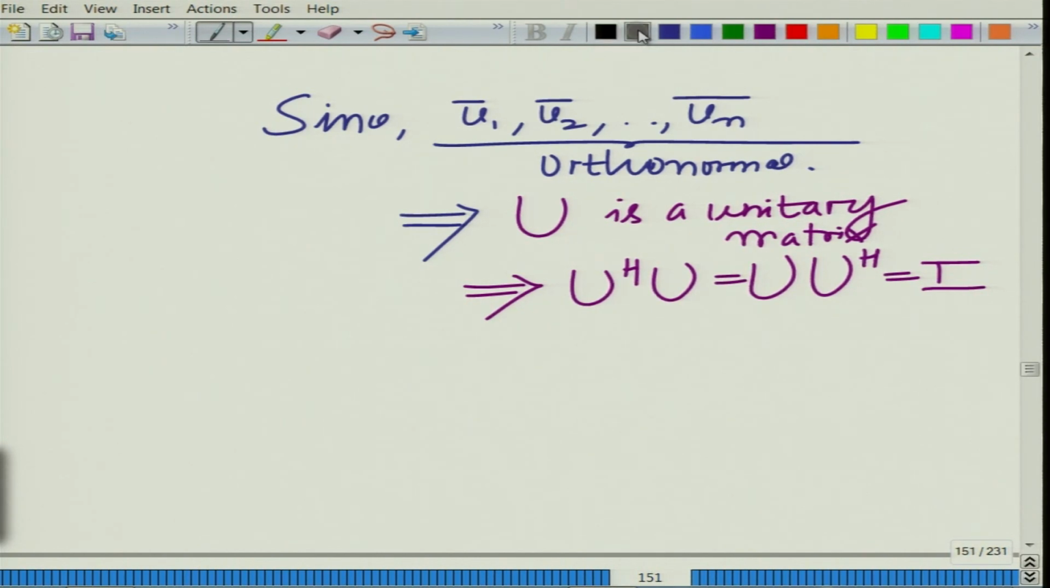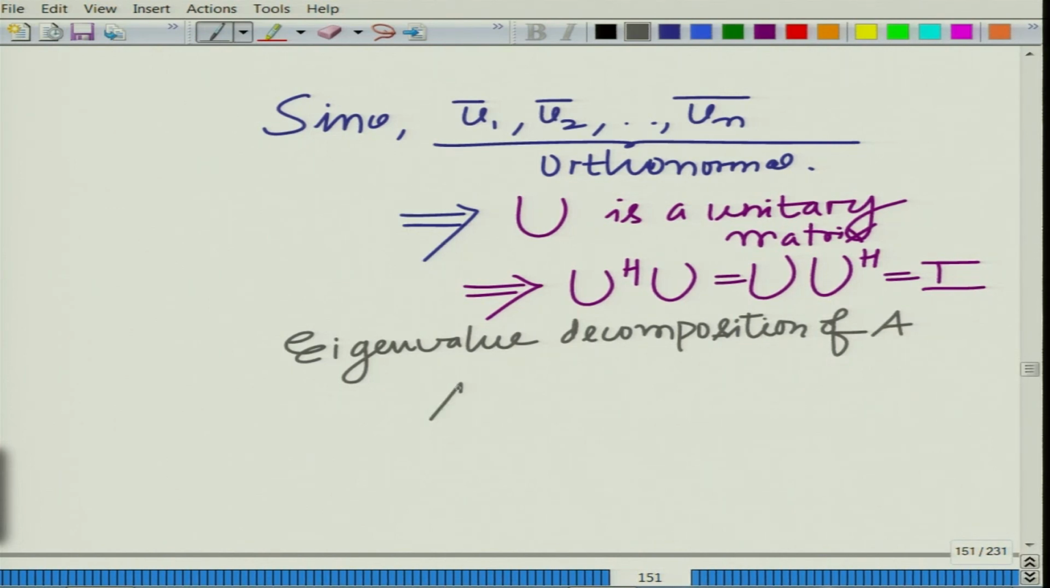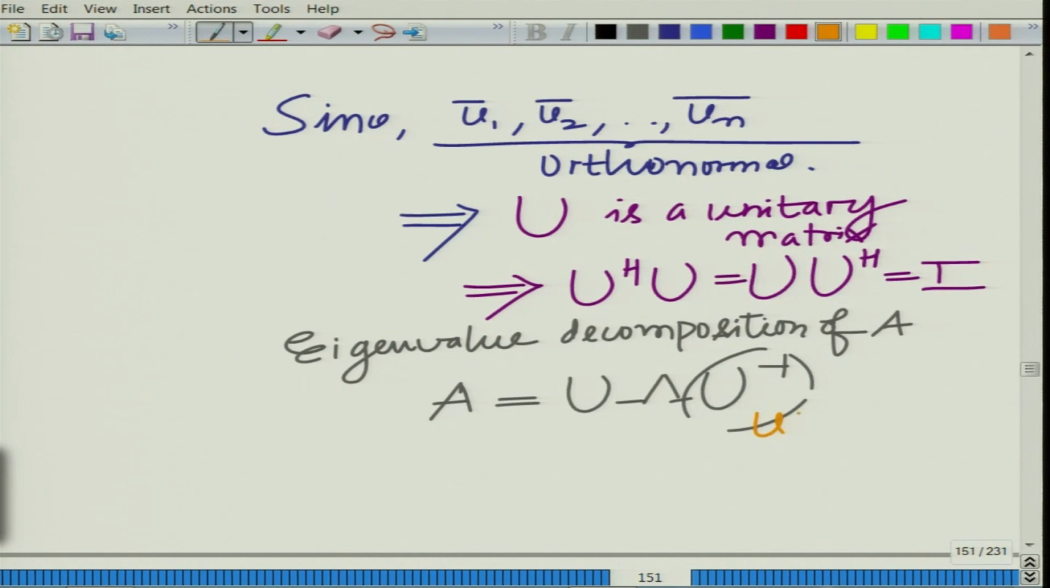Remember, any matrix can be decomposed as U lambda U inverse. This is the eigenvalue decomposition: the U matrix, which is the matrix of eigenvectors, times lambda, the diagonal matrix of eigenvalues, times U inverse. But now you see, because U is unitary, U inverse equals U Hermitian.